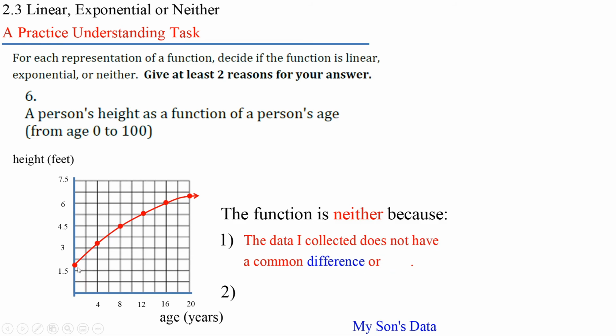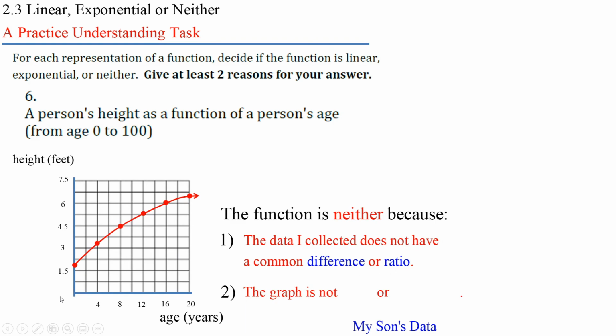Am I multiplying by the same number every time? No, I'm not. If I was, this would be exponential. It'd be doing something more like this right here. So there's no common difference or common ratio right there.